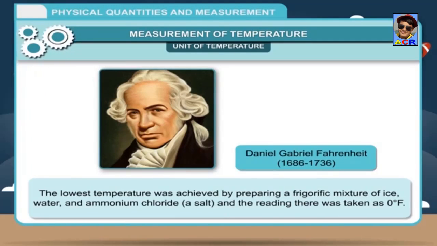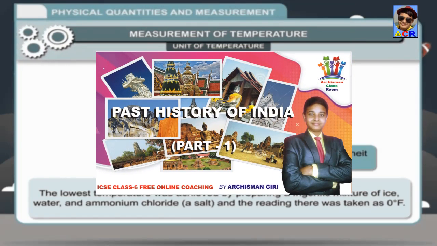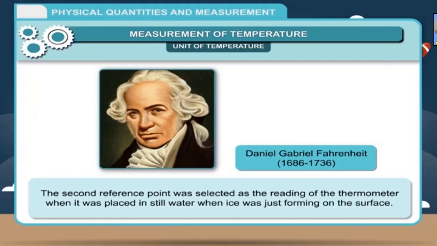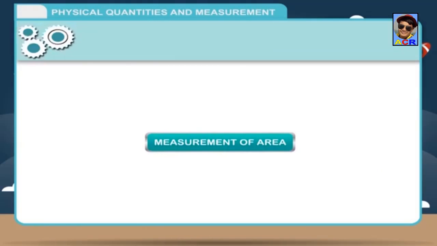The lowest temperature was achieved by preparing a frigorific mixture of ice, water, and ammonium chloride, a salt, and the reading there was taken as 0 Fahrenheit. The second reference point was selected as the reading of the thermometer when it was placed in still water when ice was just forming on the surface. This was assigned as 32 degrees Fahrenheit. The third calibration point was taken as 96 degrees Fahrenheit when the instrument was placed under the arm or in the mouth.